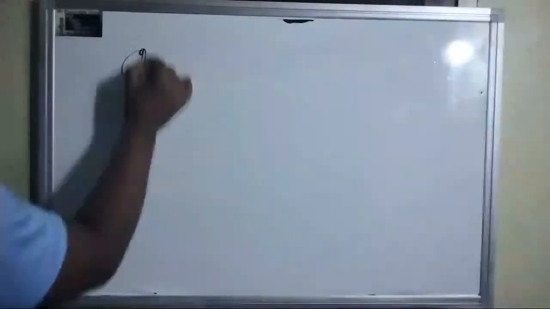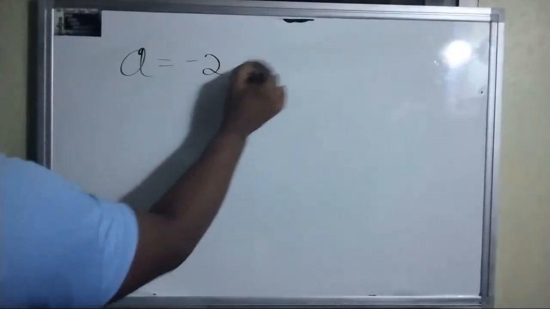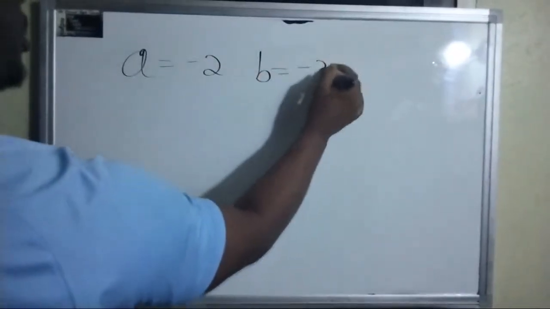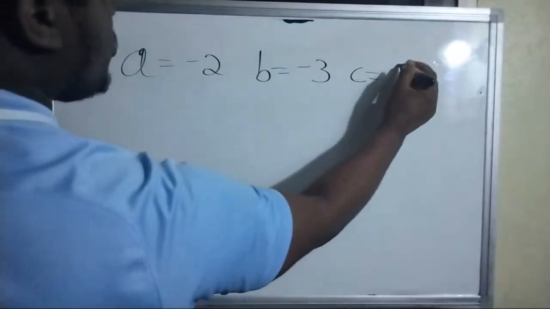Alright, we'll look upon this. It's very similar to what we're doing. So A is equal to negative 2, B is equal to negative 3, and C is equal to 4.